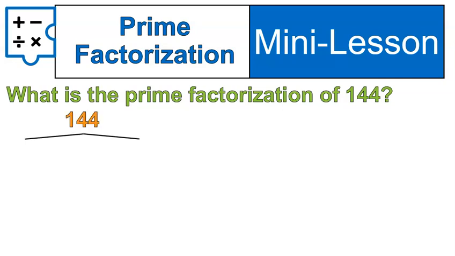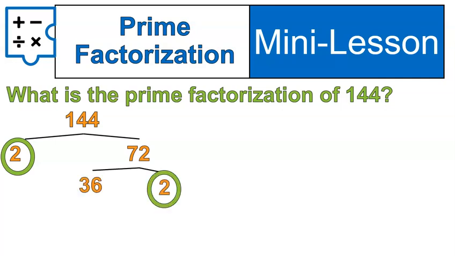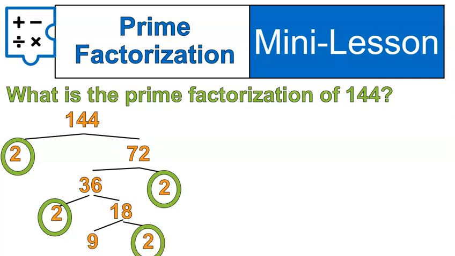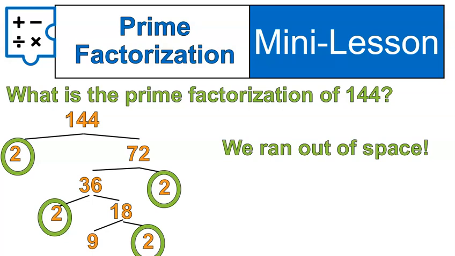144 is an interesting number because it has a ton of factors. Maybe I don't know all of the factors of 144, but I know that it's an even number. So I'll try 2 times 72. And I know 72 is an even number because it ends with a 2, so maybe I'll do 2 times 36. And 36, well, that's an even number. That's 2 times 18. And 18, well, that's an even number. It's 2 times 9. And then, boom, we ran out of space.